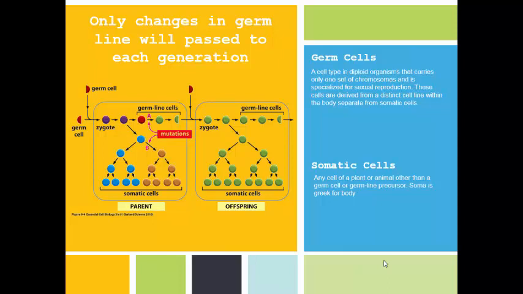Remember, we have 2 types of cells in our body: somatic cells and germ cells. The somatic cells in our body are the diploid cells containing 48 chromosomes, and they make up most of our body. In contrast, germ cells are our sex cells. These cells contain 23 chromosomes and are eggs in females and sperm in males. Only genetic changes that occur in our germ cells will be passed on to the next generation.